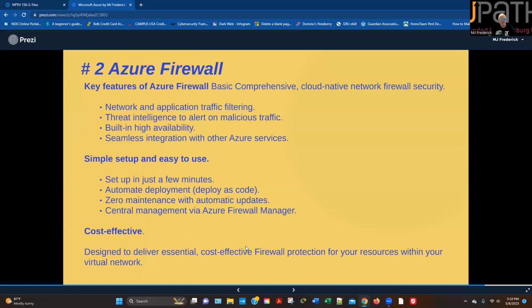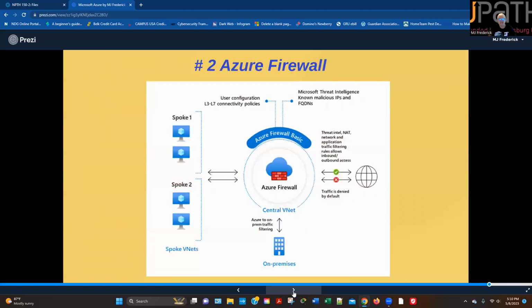It's very cost effective, and it's designed to deliver essential cost effectiveness for firewall protection for your resources. Because remember, we've been creating a lot of resources and manipulating them on our network to do what we want within our virtual network. So firewalls are extremely important, and you can have many besides Azure. You can have many firewalls within your network. Azure is just, again, a tool.